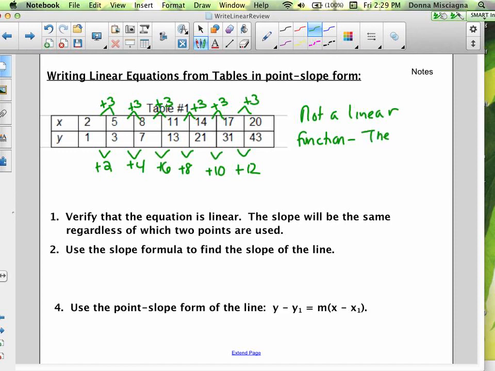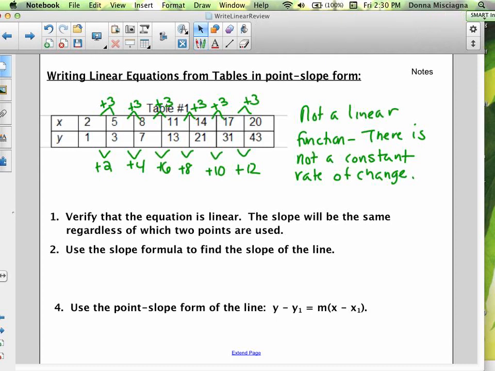There is not a constant rate of change. So we're not going to write an equation. It's not linear. We can't write a linear equation for something that's not linear, right? So we are done with this particular problem. Here we do have a constant rate of change in x, but not in y, so it's not a linear function.